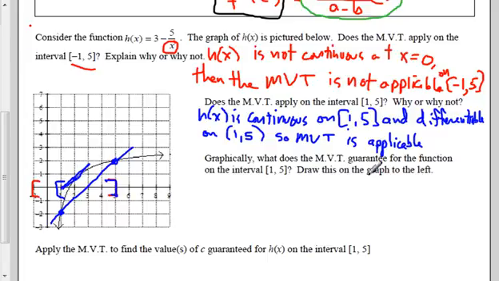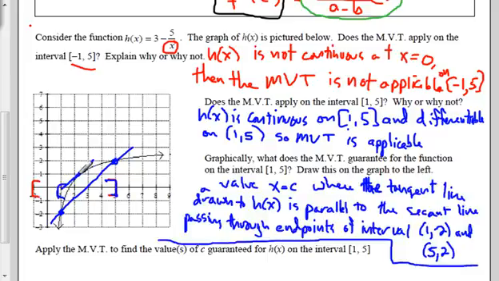So graphically, what is the MVT guarantee for the function? And let's kind of put it. Let me get a better example of that. So that's a better example of the line. So a value of x equals c, where the tangent line drawn to h of x is parallel to the secant line. Again, what does it mean to be parallel? It means their slopes are equal, passing through the endpoints of the interval 1, -2, and 5, 2. Okay, so there's my secant line, and that roughly is going to be where the tangent line is. And now let's find that.